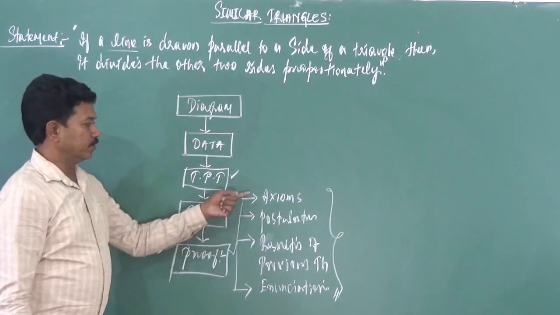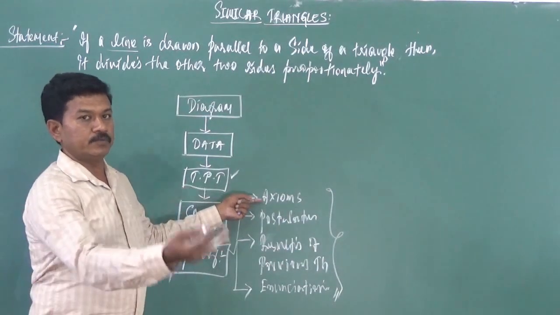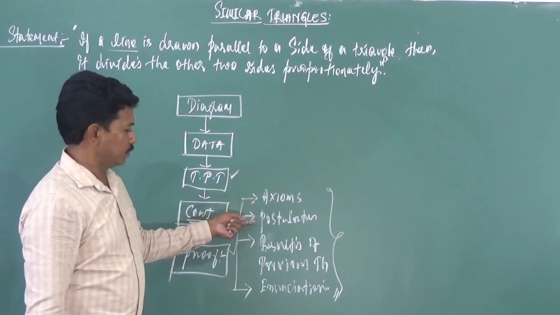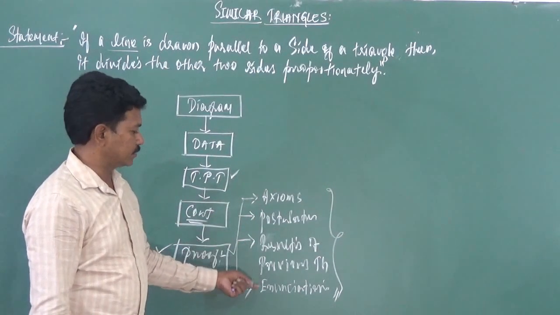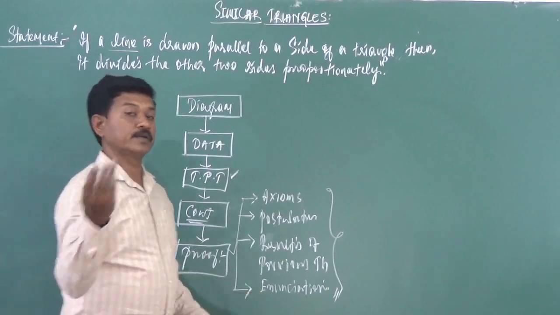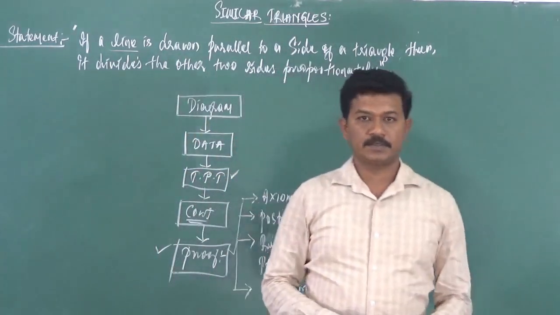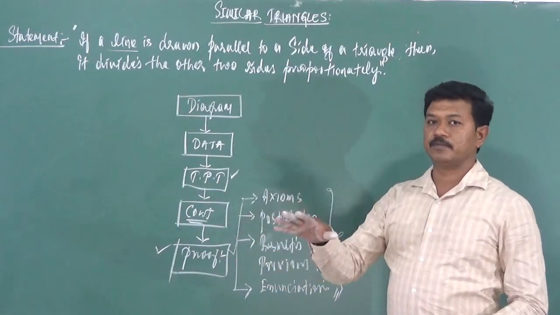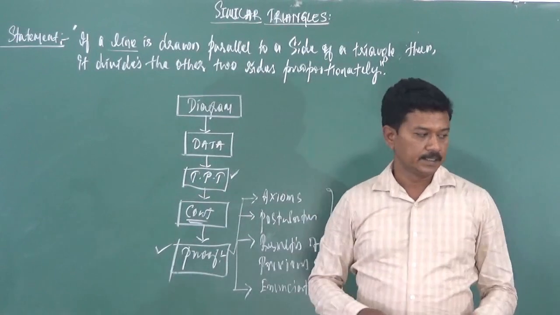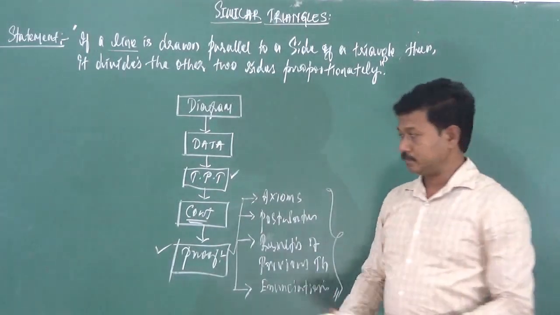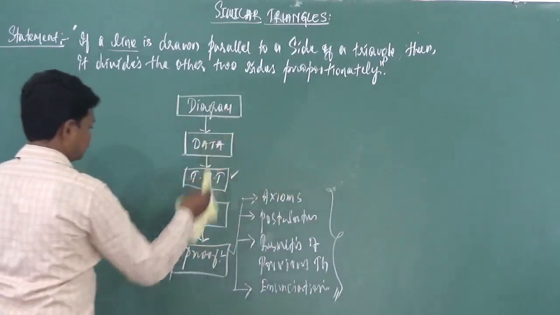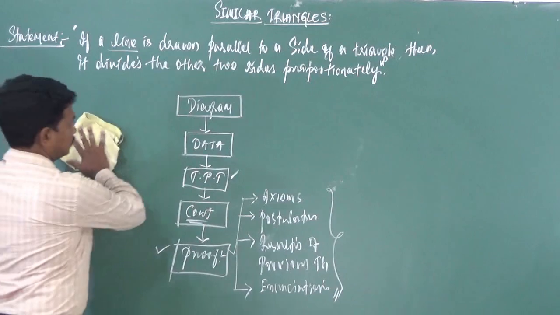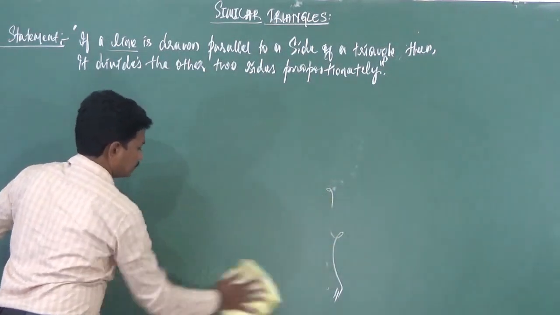In this proof, you may use axioms, not all axioms, required axioms, postulates, results of previous theorems, and the enunciations which are not proved as theorems. These are all the things required for a logical proof of a theorem. So these are the steps required. This is the algorithm. Please remember this.